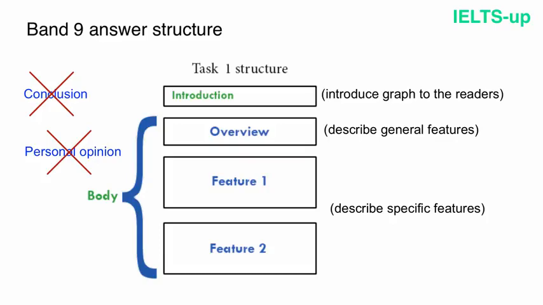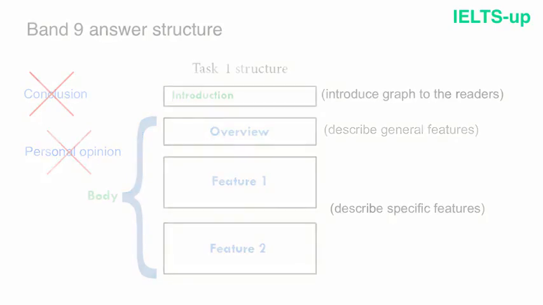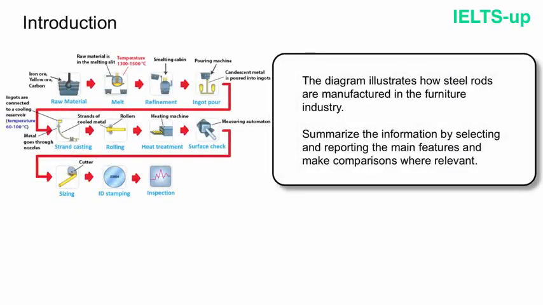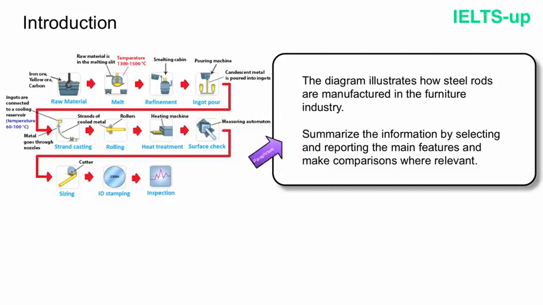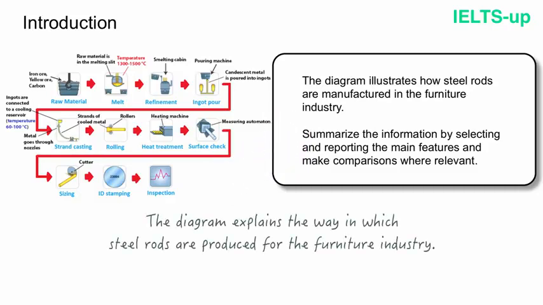Well, enough generalities, let's start writing our Band 9 answer. The first paragraph you need to write is your introduction. For the introduction, you need to paraphrase the topic in your own words. So, instead of writing, the diagram illustrates how steel rods are manufactured in the furniture industry, you need to write a paraphrased version of that sentence. Here is how I wrote it. The diagram explains the way in which steel rods are produced for the furniture industry.